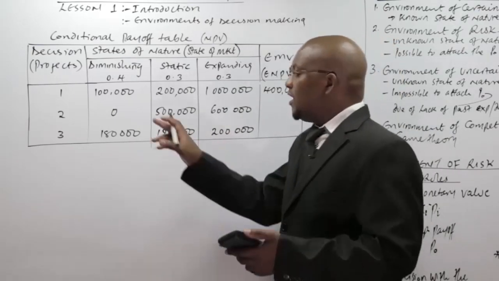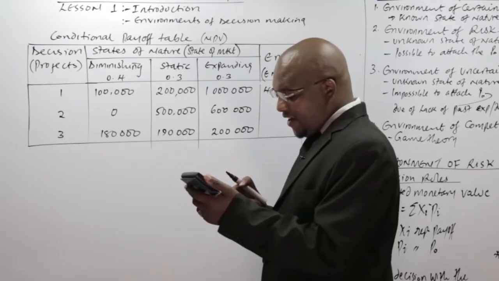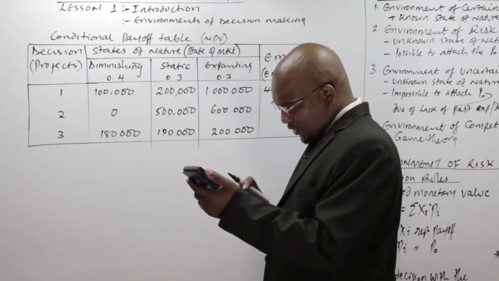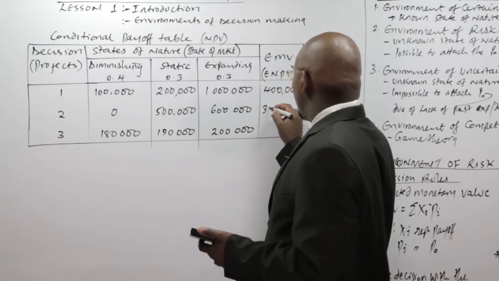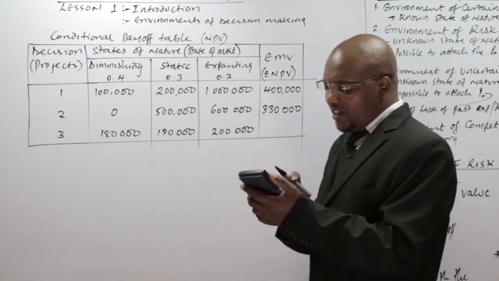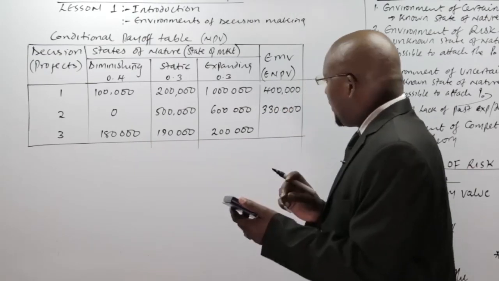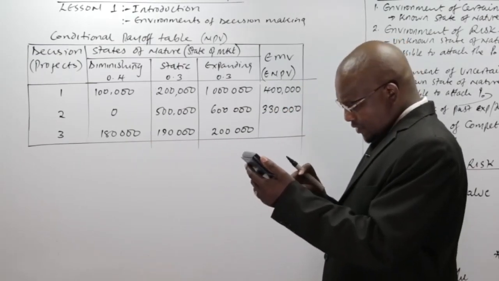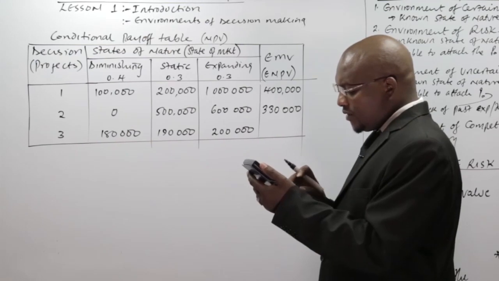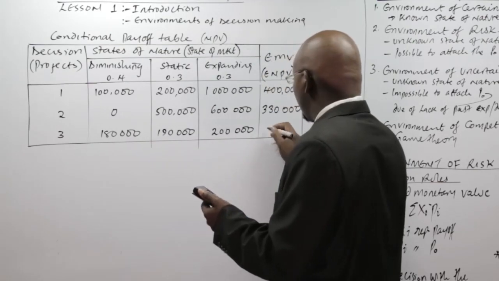Then for project 2, we have 0 times 0.4, plus 500,000 times 0.3, plus 600,000 times 0.3 also. This gives us 330,000 as the expected outcome. Then finally, for project 3, we have 180,000 times 0.4, plus 190,000 times 0.3, plus 200,000 times 0.3 also. This will give us 189,000.